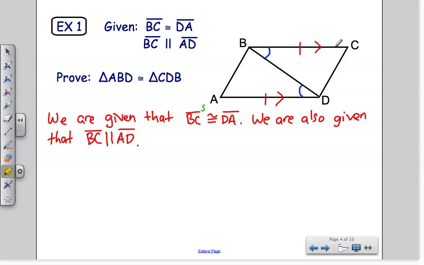If I quickly highlight those angles, here's my parallel line, here's a transversal, here's my other parallel line. And yes, those two angles are congruent. Do you remember what kind of angles those are? You should be saying those are alternate interior angles.